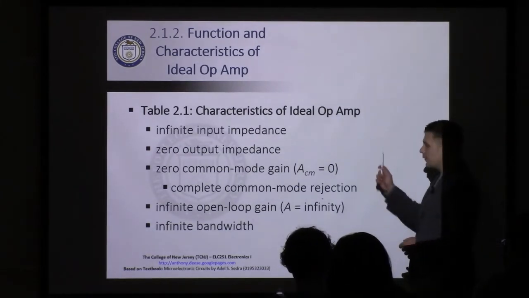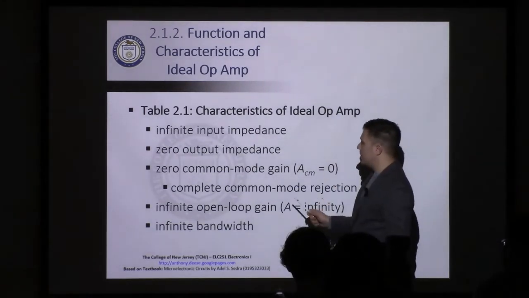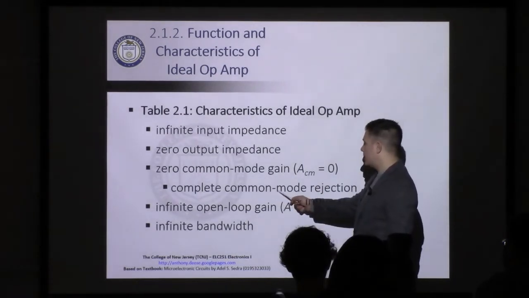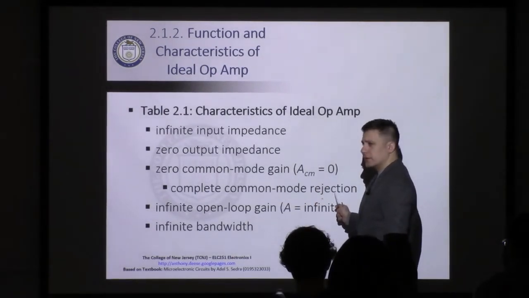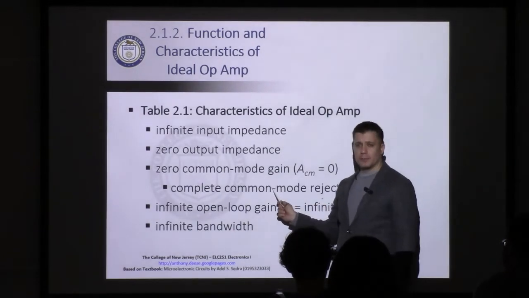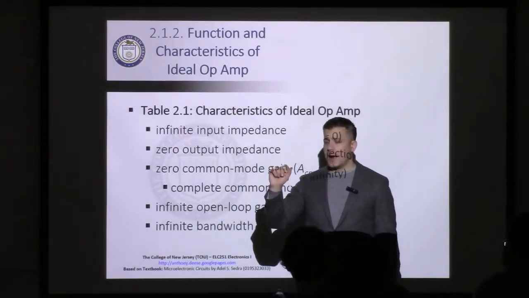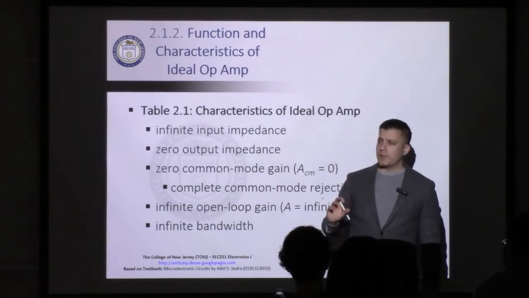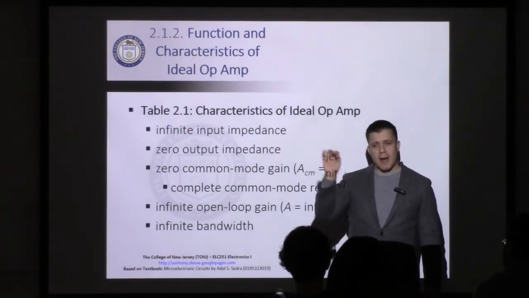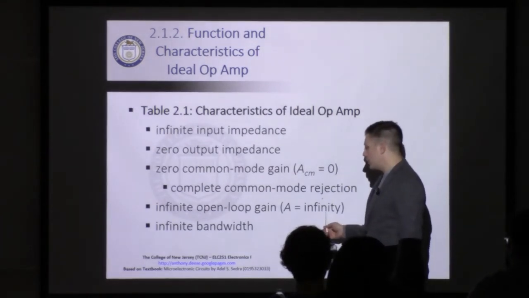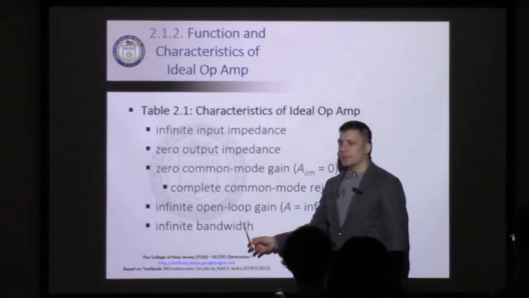Again, infinite input impedance, 0 output impedance, 0 common mode gain, which we call complete common mode rejection. It rejects the common mode input completely. Whether you have 10.1 and 9.9, or 0.1 and negative 0.1, you should get the same output for both of those cases, ideally. Infinite open loop gain and infinite bandwidth.